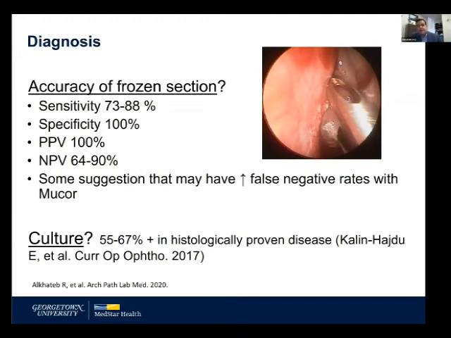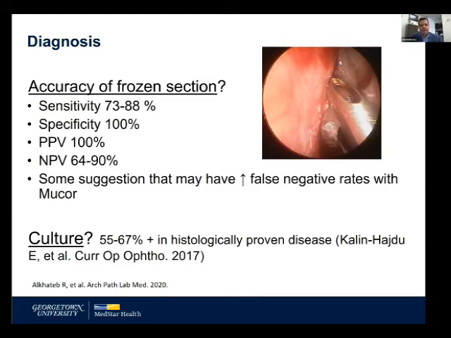Frozen section has reasonable sensitivity and specificity, though some have suggested mucor may have higher false negative rates. I honestly have a hard time relying on this. I've gotten very mixed results. So I will send a frozen, but I don't hang my hat on it. I would much rather depend on the rushed specimen with our pathologist, and I really try to push them along to get us answers, either the next day or the day after, because a lot of times we're going to be treating them the same way regardless until we get that answer.